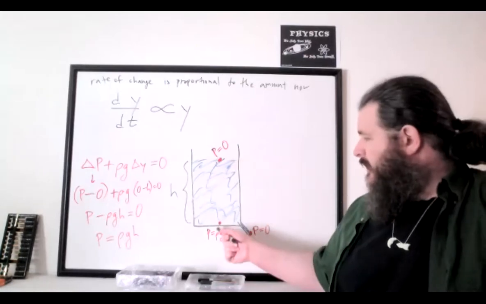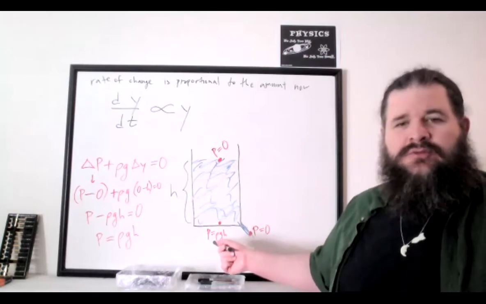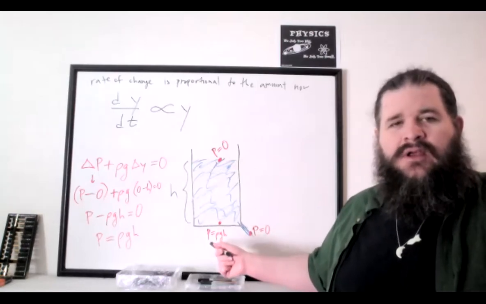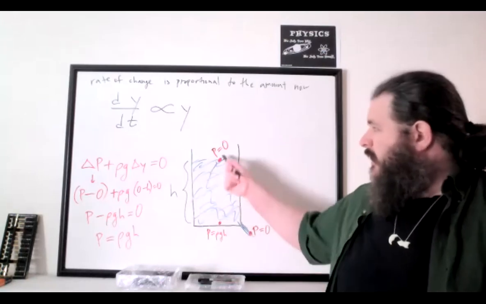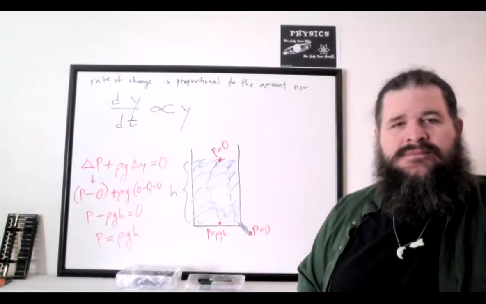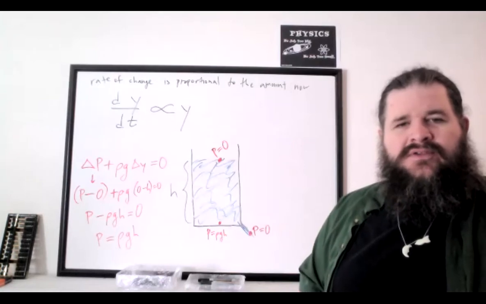So when we say the pressure at the bottom is rho gh, we don't mean that its actual absolute pressure is rho gh. We mean it's rho gh above and beyond the atmospheric pressure. Any questions on that so far?